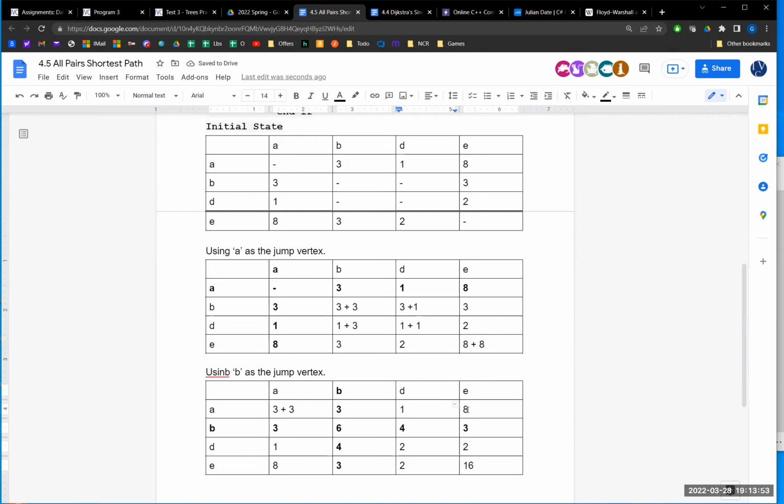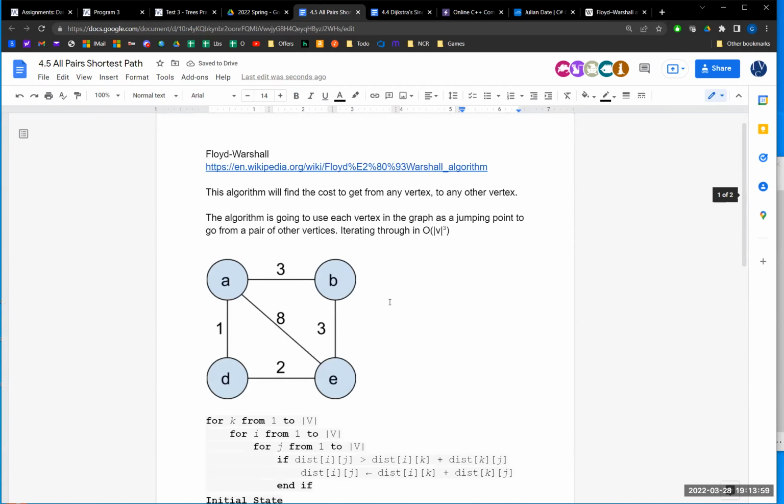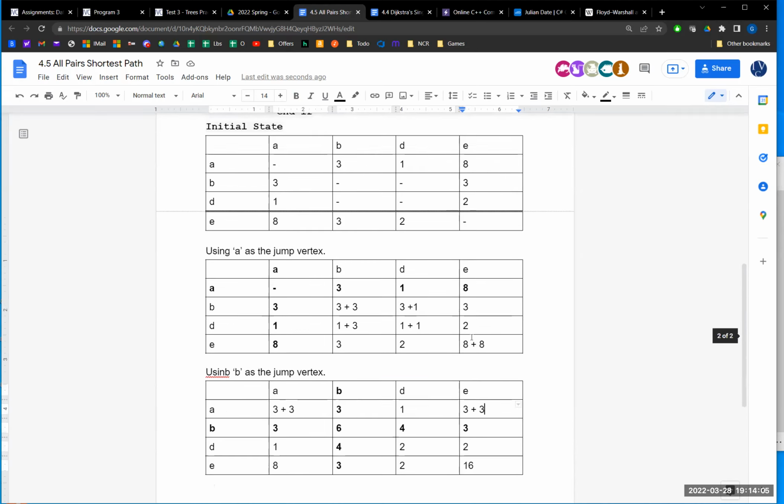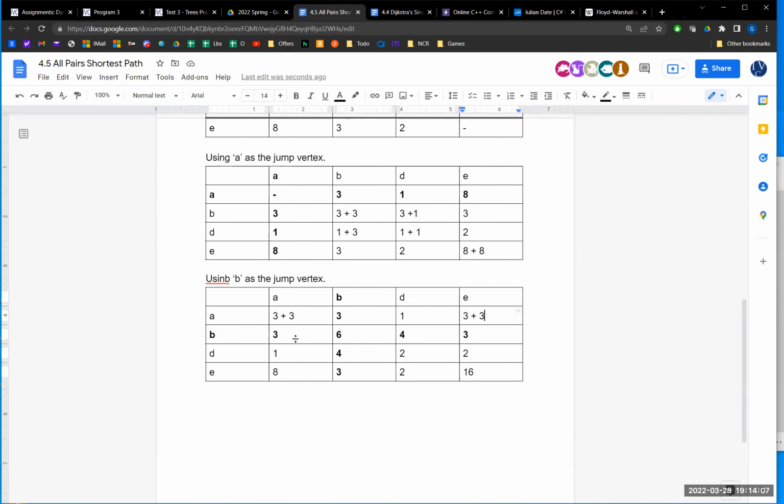Right, 1 versus 7, no replacement. 8 versus 6, so we'll replace. Right, we're saying B. Instead of going from A to E for 8, A to B for 3, B to E for 3, 6 is better than 8, and so on and so forth. Skip the B row because that's where we are. 1 versus 7, 2 versus 8, 2 versus 7. And then we have our mirror, 3 plus 3. 2 versus 7, and then 3 plus 3.